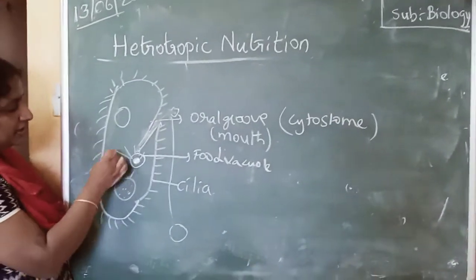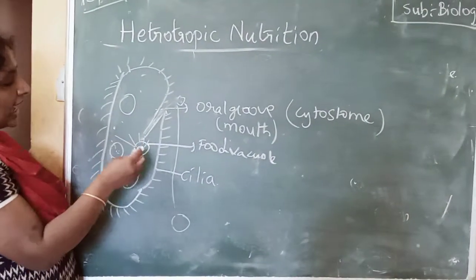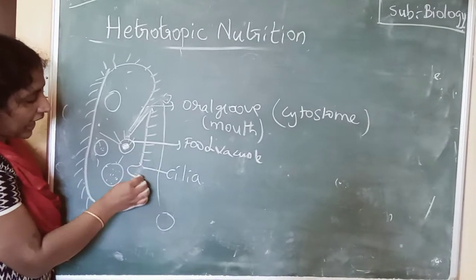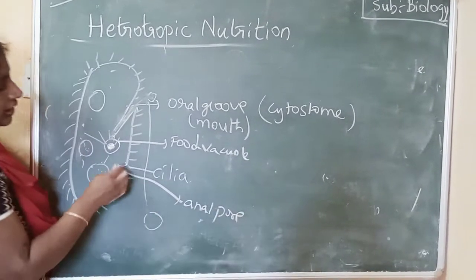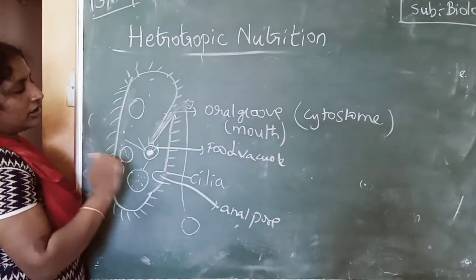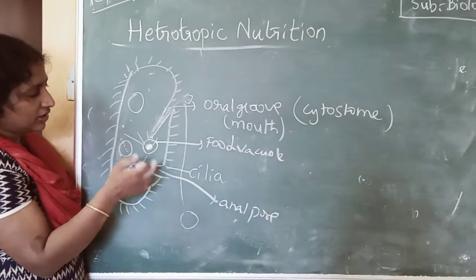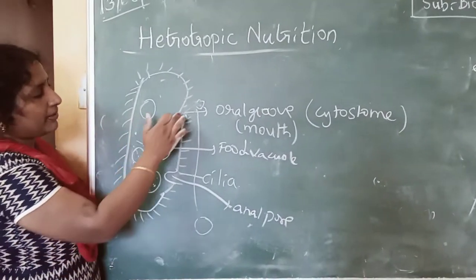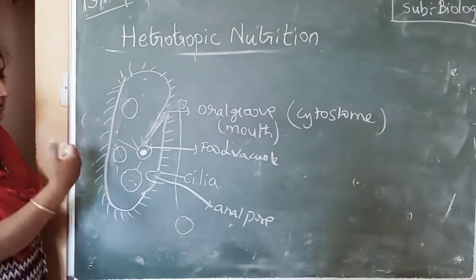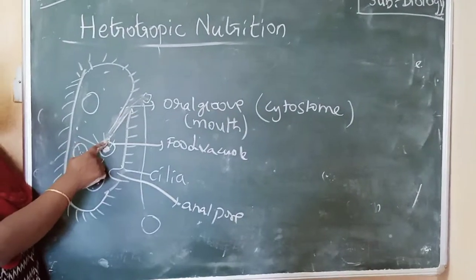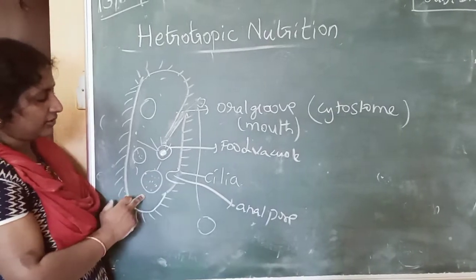Then absorption occurs into the entire body, and then the undigested food is sent out through the anal pore. Here you have a special structure called the anal pore. So what is the difference between amoeba and paramecium? Amoeba does not have a mouth or anal pore, but paramecium has special structures called the mouth and anal pore. It is a somewhat more evolved organism compared to amoeba, so it takes food through the mouth, that is the oral groove. All the processes are the same as in amoeba.